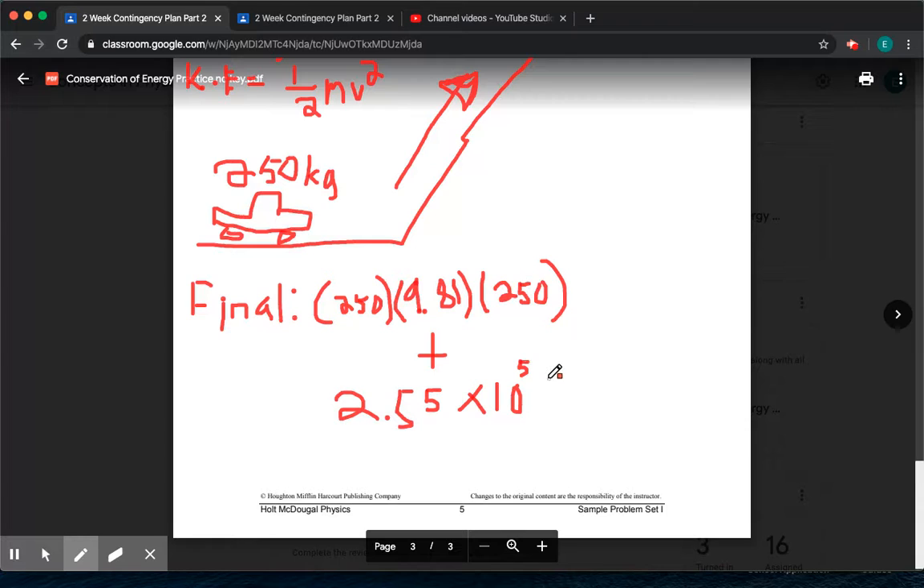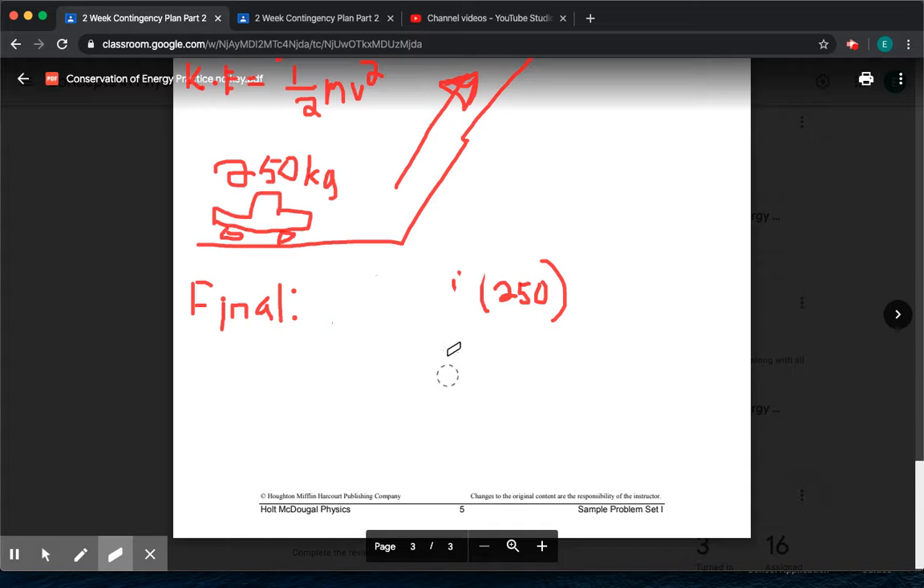So if you multiply these three numbers and then add this last number, you will get the total amount of energy that you had in the very beginning of the problem, at the bottom of the hill. That tells you how much energy you now have at the bottom of the hill. If you multiply those numbers out, you will get 868,125.